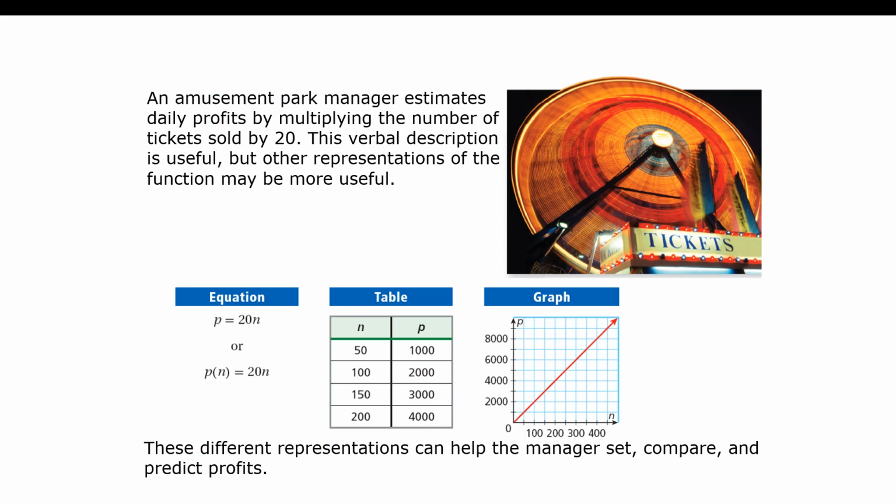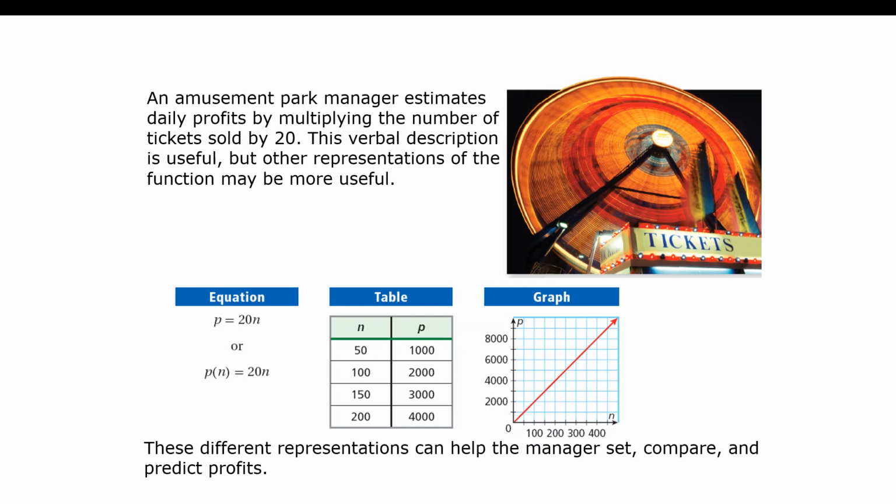Take a look at this situation. An amusement park manager estimates daily profits by multiplying the number of tickets sold by 20. This verbal description is useful, but other representations of the function may be more useful. For example, you could write this information as an equation or a function. The profit equals 20 times n, the number of tickets.